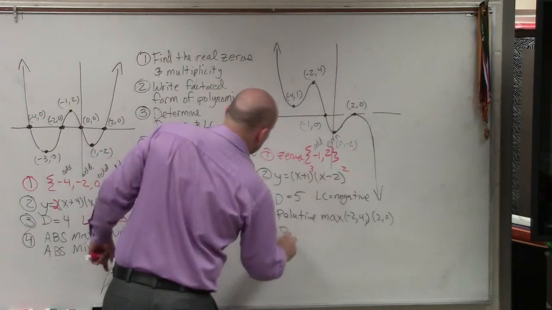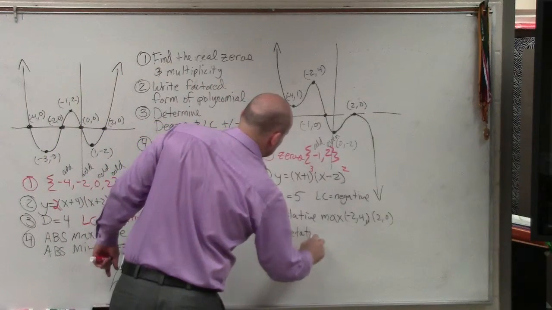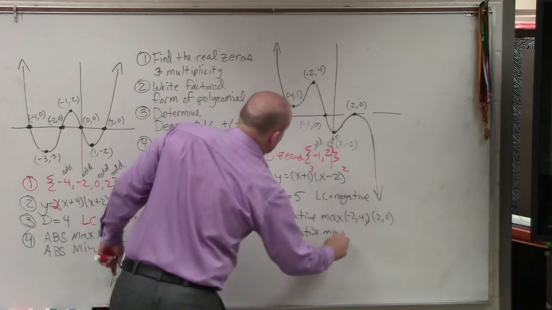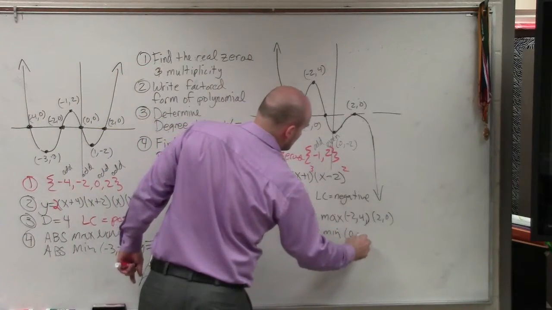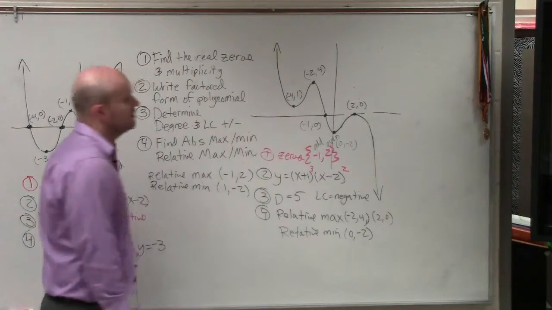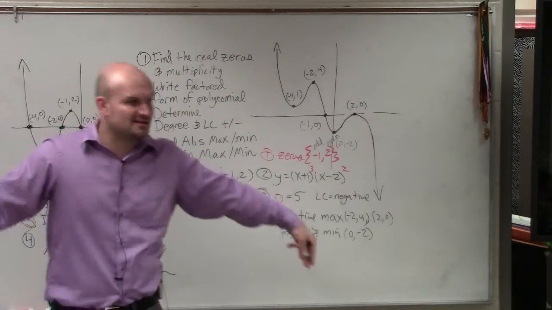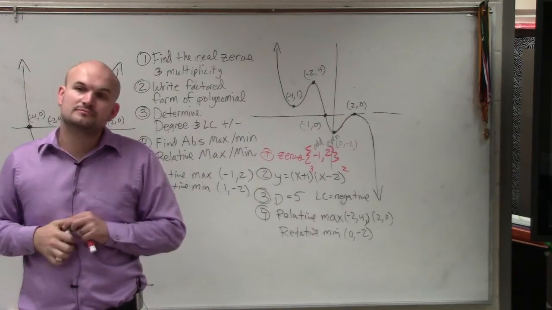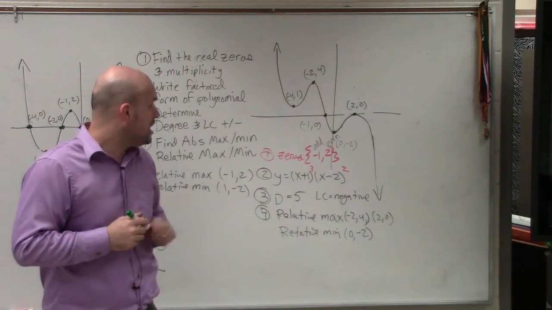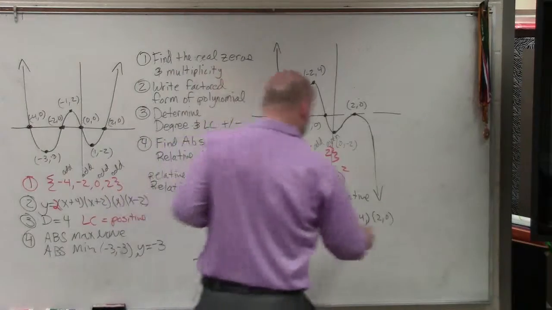And then the relative min is going to be my one low point here, which is 0, -2. There is no absolute because the graph goes down to infinity and rises up to infinity. Yes? Oh, I missed that. -4, 1. That's right. Thank you.